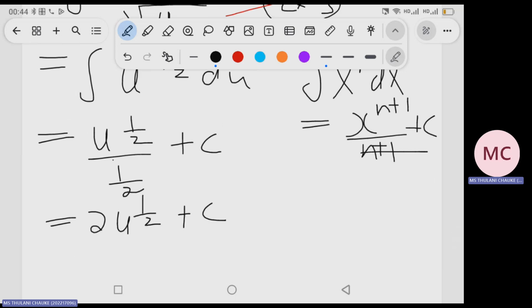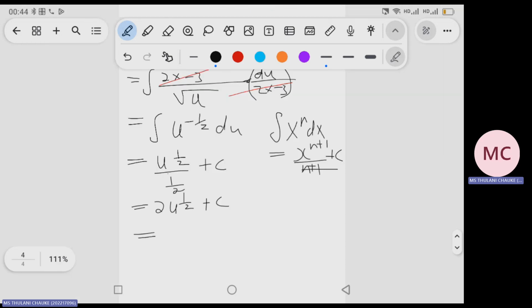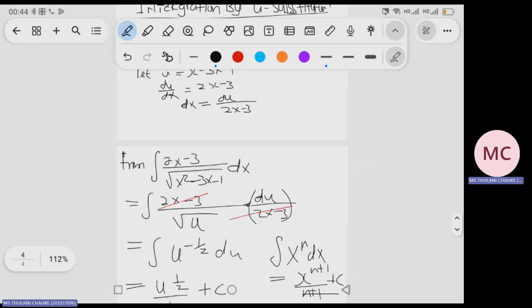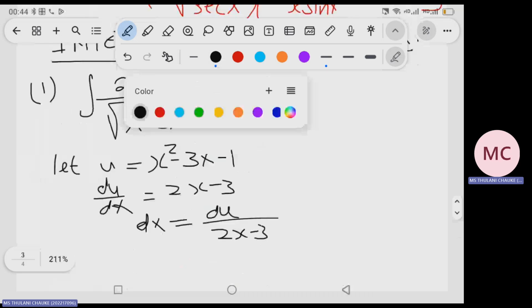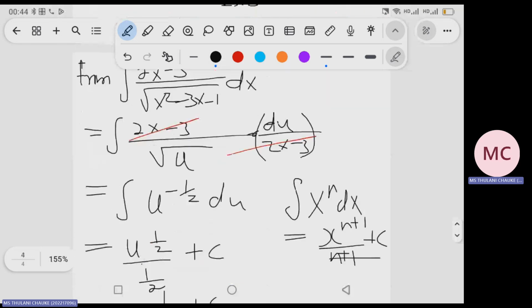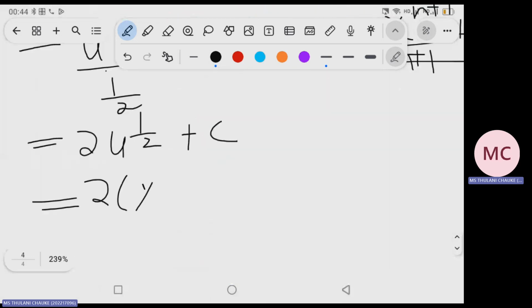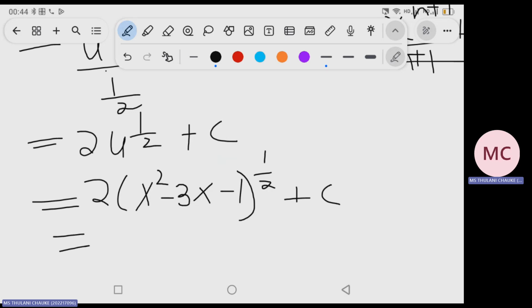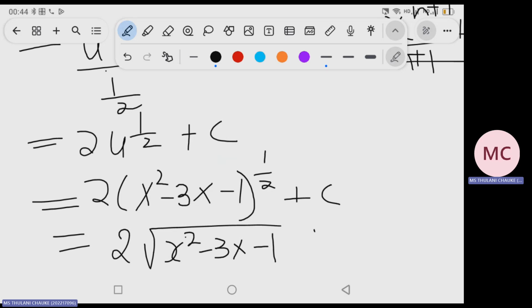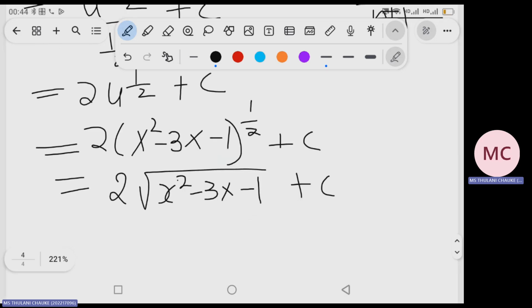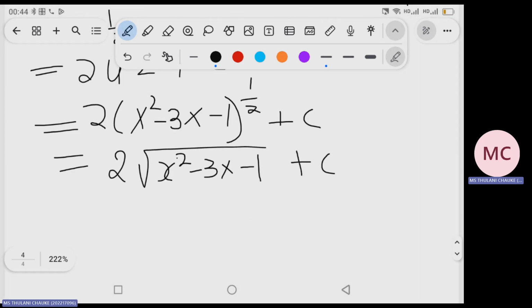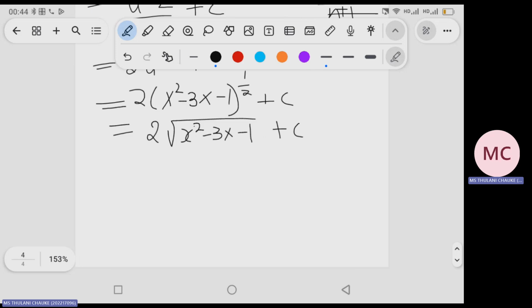Then you replace our value of u with what we said u was, x squared minus 3x minus 1, to the exponent half plus c. Then you know that this will be 2 times the root of x squared minus 3x minus 1 plus c. So that's our final answer, right? Then we move to the next question.